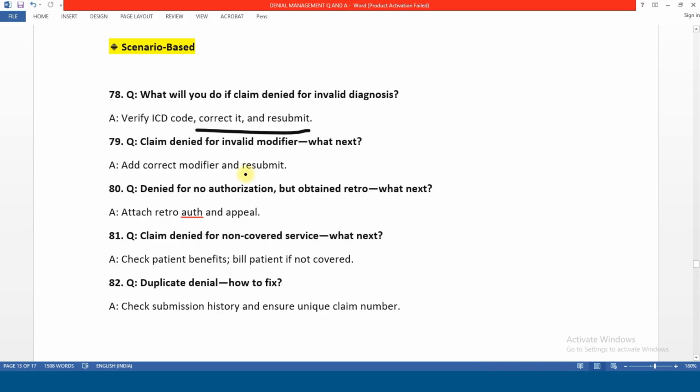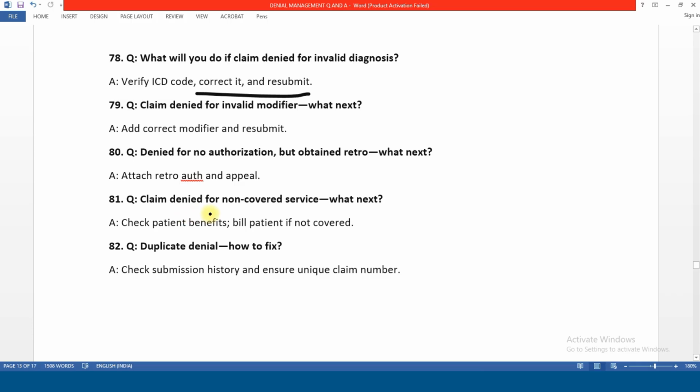Okay, but it will take time. So that is the reason first time only we need to add the correct modifier. Denied for no authorization but obtained retro. What next? Attach retro authorization and appeal. Okay. Next, claim denied for non-covered service. What next? Check patient benefits. Bill patient if not covered. So this is the appropriate solution if the physician performs a non-covered service.